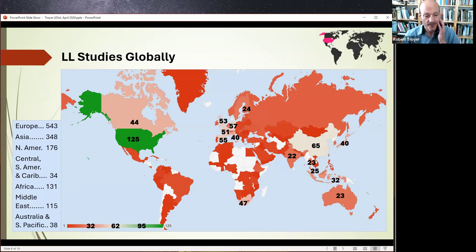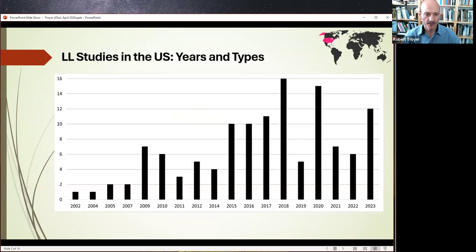So what I'm looking at are the 125 linguistic landscape publications from within the United States context, and this will give you a sense of these studies, how they've appeared over time. So going back to 2002 was the first couple of studies, or first study that was done in the US with a linguistic landscape approach, and definitely increases over the years.